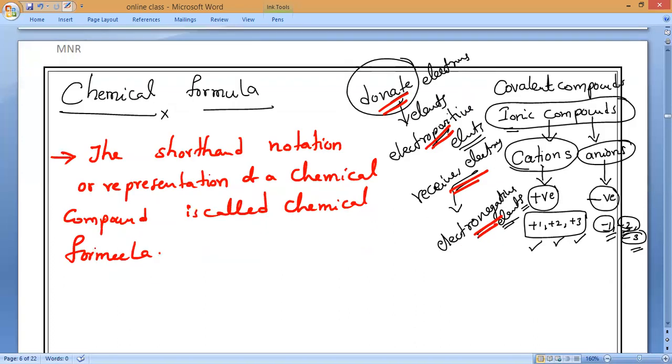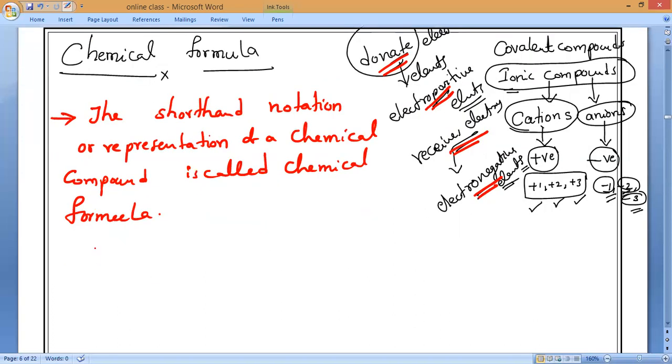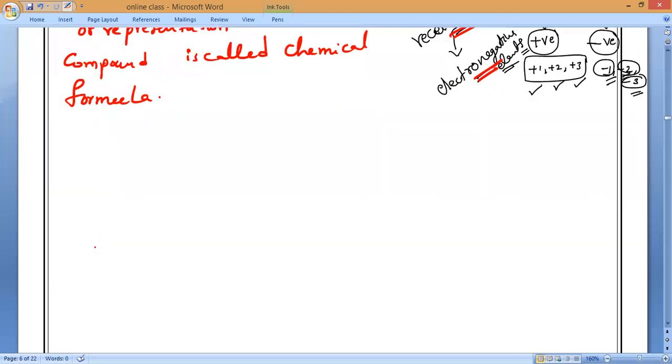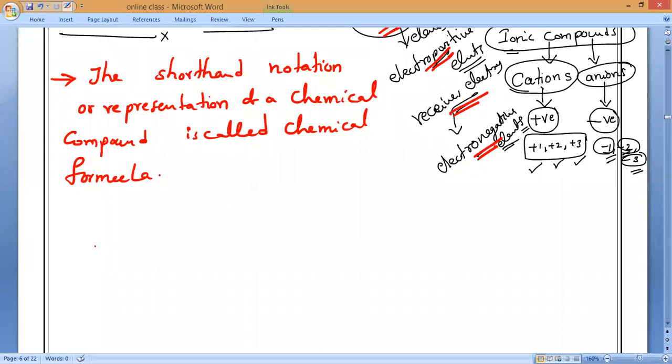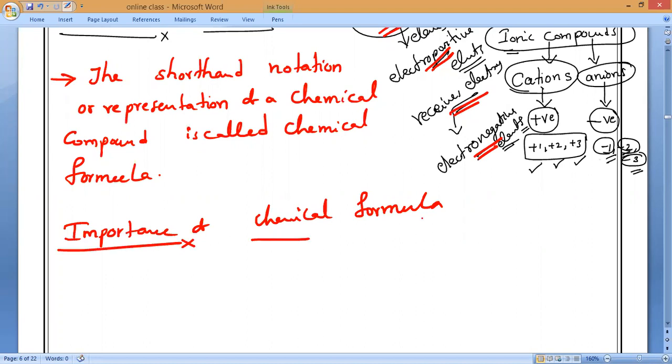So what is the use of this chemical formula? What information does it give? Why should we represent compounds this way? That is all we will discuss now. You can write this down as the information, or you can say the importance of the chemical formula. Now notice it very carefully.